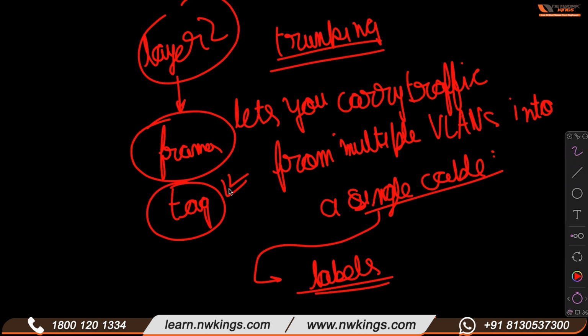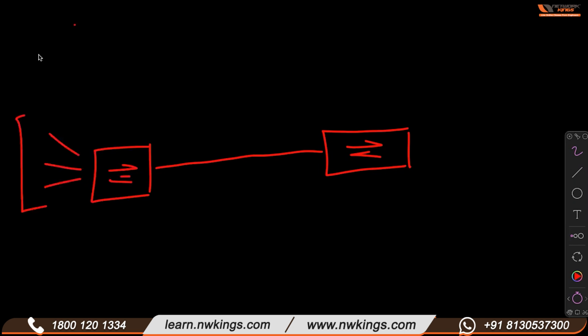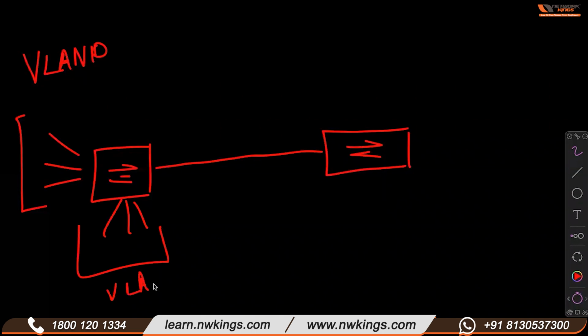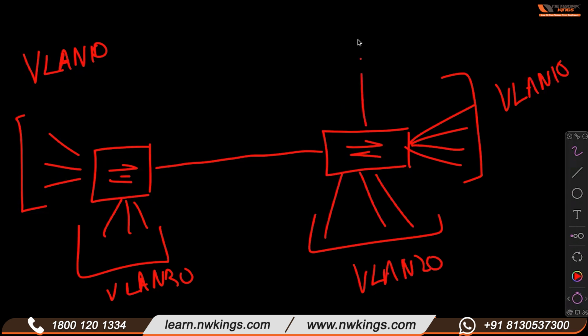So now instead of this, we can straight away use one connection between the switches. This is going to be VLAN 10. This is going to be VLAN 30. This is going to be VLAN 10. This is going to be VLAN 20. And even for our router, we are going to use just one cable. I'll show you how to do it.